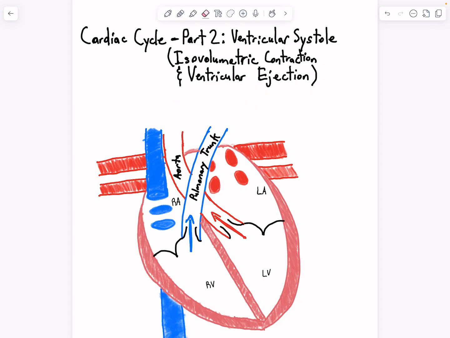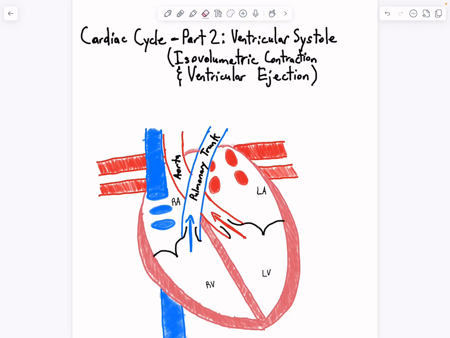At first, blood flows out rapidly, the rapid ejection period. As the ventricles begin to relax later in systole, flow slows, the reduced ejection period. By the end, the ventricles have pumped out about 70 to 80 milliliters of blood, leaving around 50 milliliters behind. This is the end systolic volume.